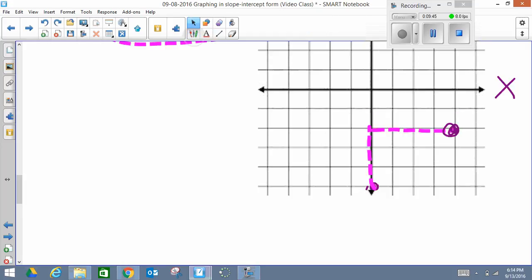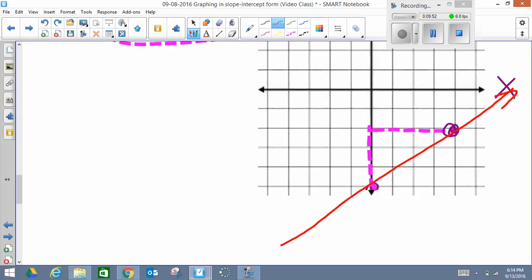Actually, let's do it like this. Let's do it with red. 1, 2, and 3. Make sure you put arrows at the end, and that's your line.